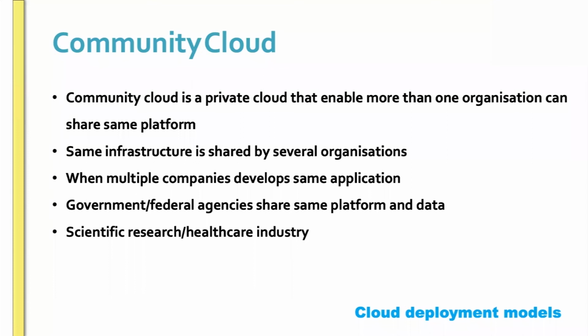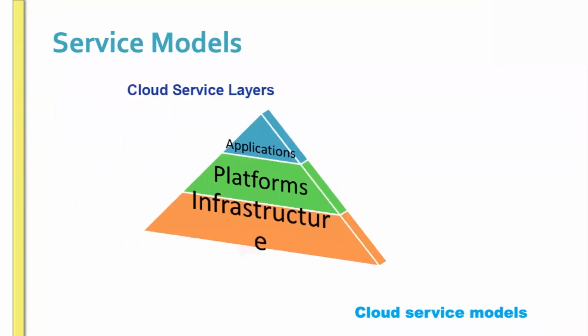Deployment models. So these are the 4 deployment models: public, private, hybrid, and community cloud. This is generally for your information, so you can just be generally aware of what it is.